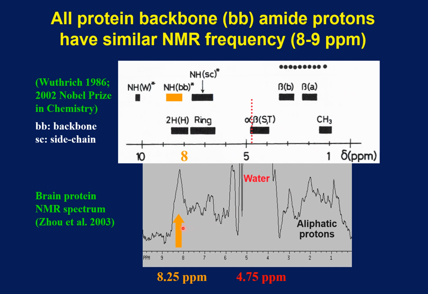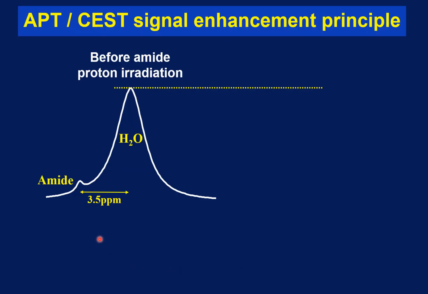This is from the Wüthrich textbook, 1986. He got the Nobel Prize in chemistry in the year 2002. In the adult brain, using a specific MRI sequence, we have been able to see the amide proton at 8.25 ppm here, and the water signal here. The difference is 3.5 ppm, which is 440 hertz at 3 Tesla in my scanner.